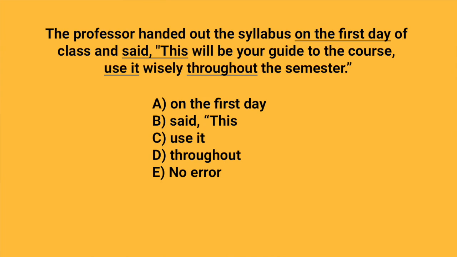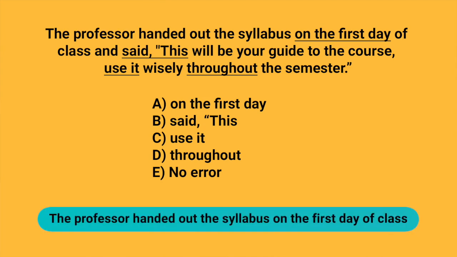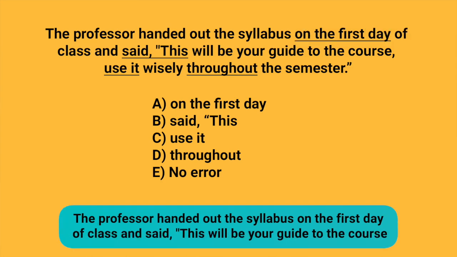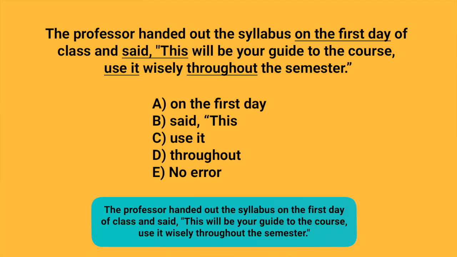Let's isolate the first part of this sentence. The professor handed out the syllabus on the first day of class. This contains the first underlined part, "on the first day." We have our subject. We have a correct corresponding verb that's in the past tense. We have an object that received the action, and now we have a prepositional phrase that correctly modifies the action. As a whole, this independent clause is grammatically correct. For the next part, when including dialogue or a quote, you precede the spoken part with a comma. It looks like we did that, so this is looking good.